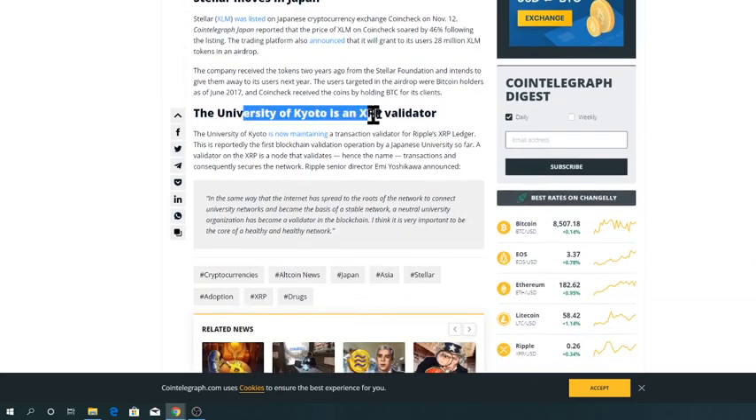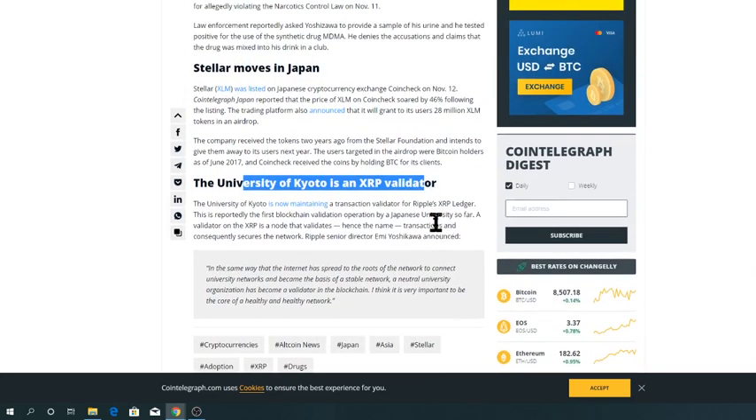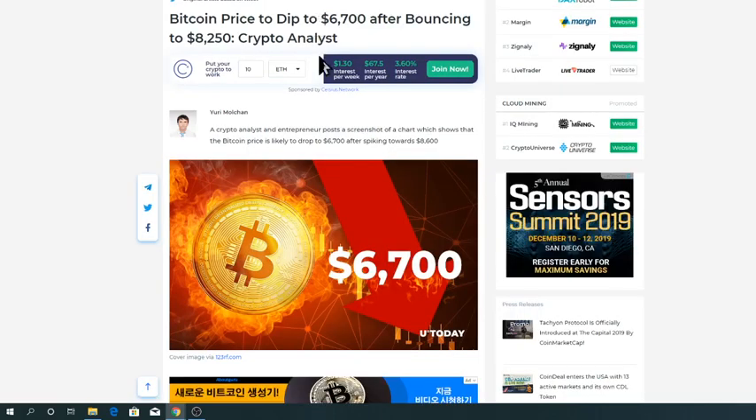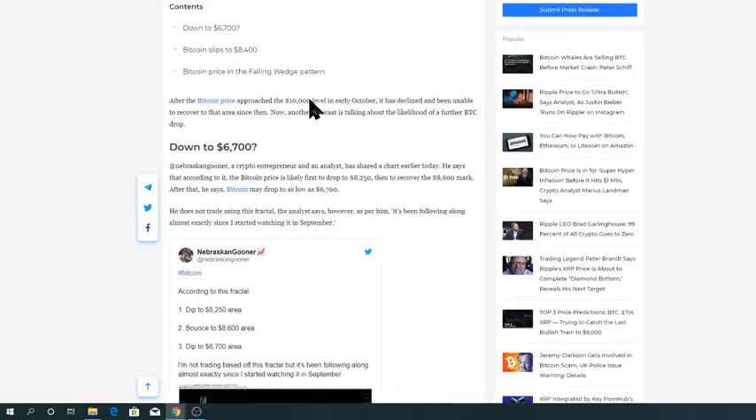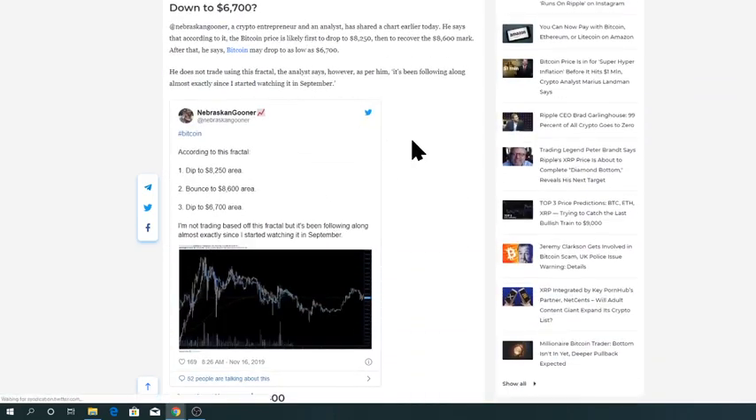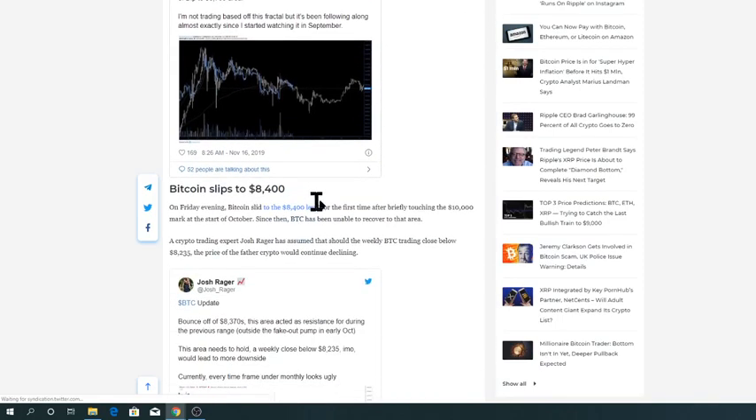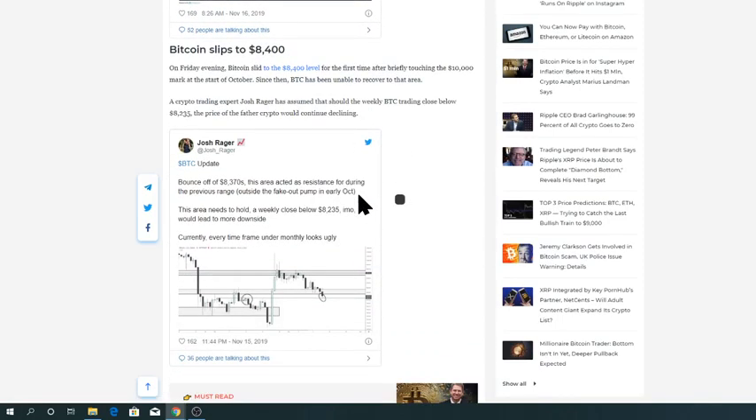Like this one is actually positive news for XRP. The University of Kyoto is a XRP validator. The price of Bitcoin dipped to 6,700 after bouncing to 8,200. Now this is perfectly his opinion. I completely understand that each and everyone will have a different opinion here. Now if it dipped to that area, yeah, they will be buying that. Most of them will be buying that.